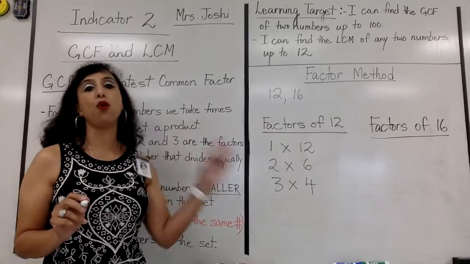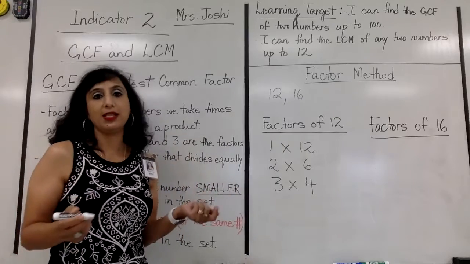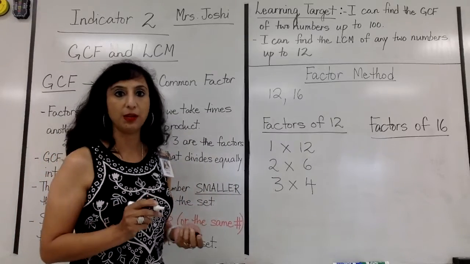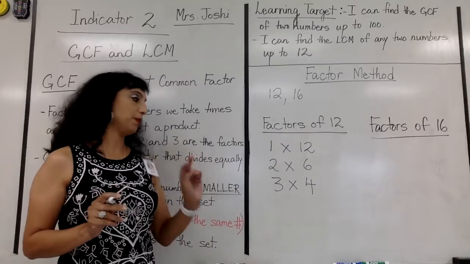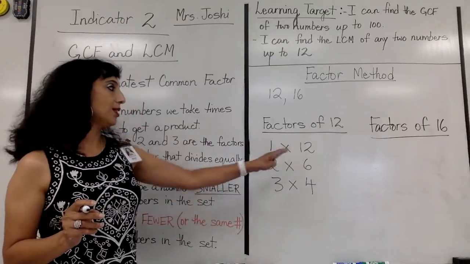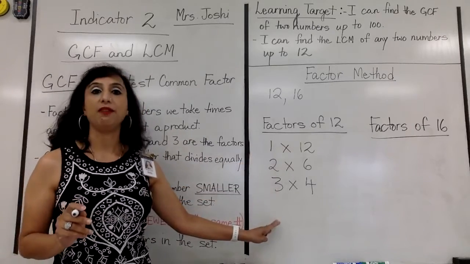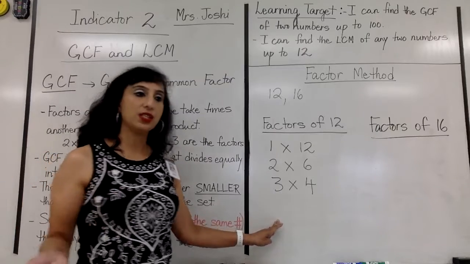And then if I say 4 times 3, that's basically just the commutative property of multiplication, which can be flipped. Okay, so these are my factors of 12. Now let's find the factors of 16.